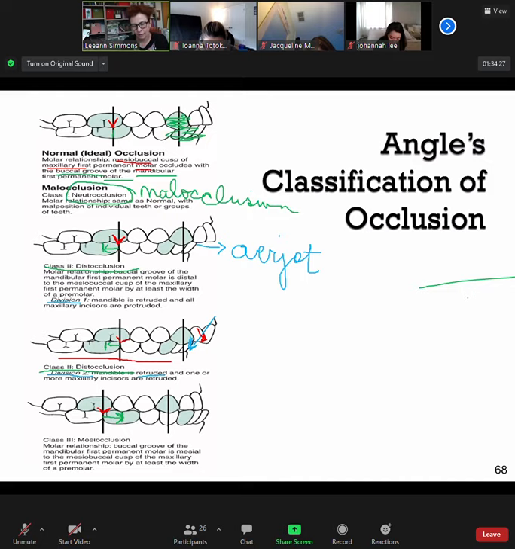It says the width of a premolar, but that's a cusp, because they have one buccal cusp. Okay. You're going to have to study this.